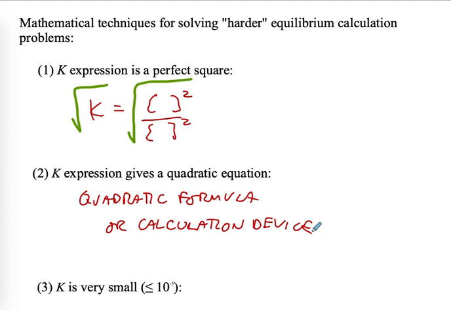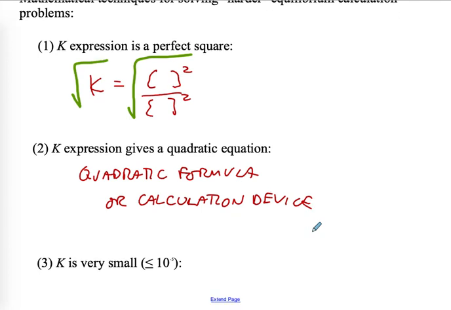And finally, if K is very, very small, generally on the order of 10 to the negative fifth or less, you are going to use what I like to call the simplifying approximation. And that is simply going to be to cancel x when it is being added to or subtracted from a much larger number.